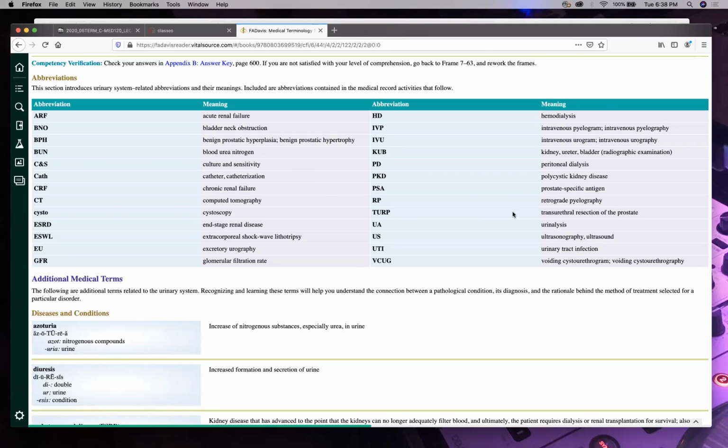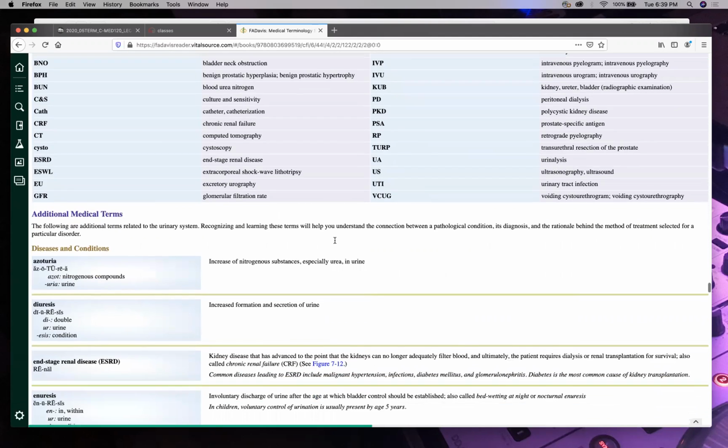TURP, transurethral resection of the prostate. That's when we go through my patient's urethra, across, and remove pieces of the prostate, and that's for stuff like BPH, benign prostatic hyperplasia. ESRD is very common, end-stage renal disease.